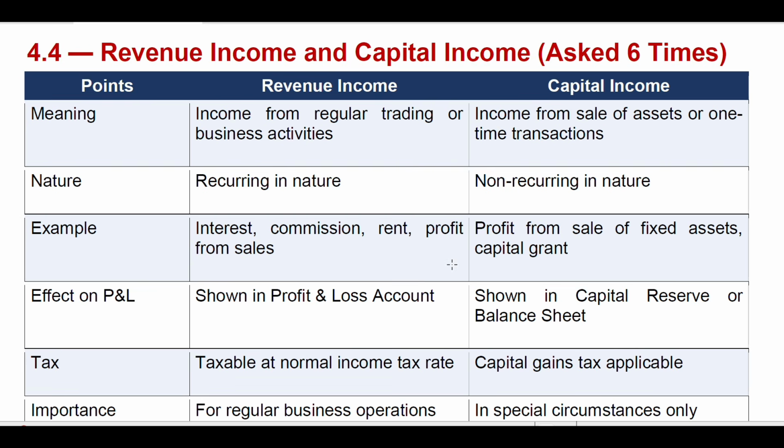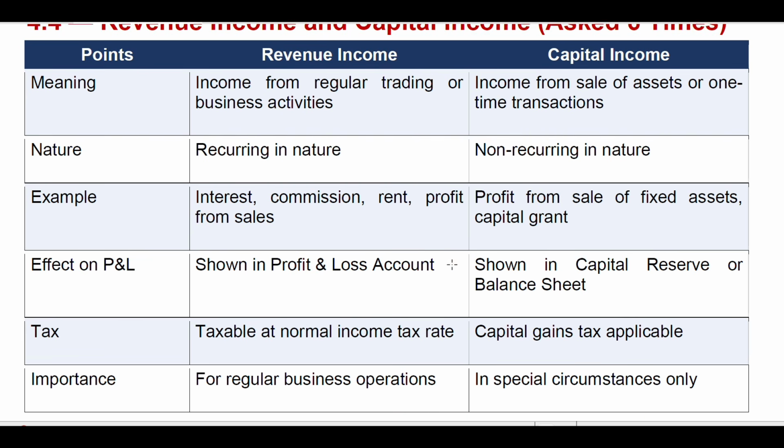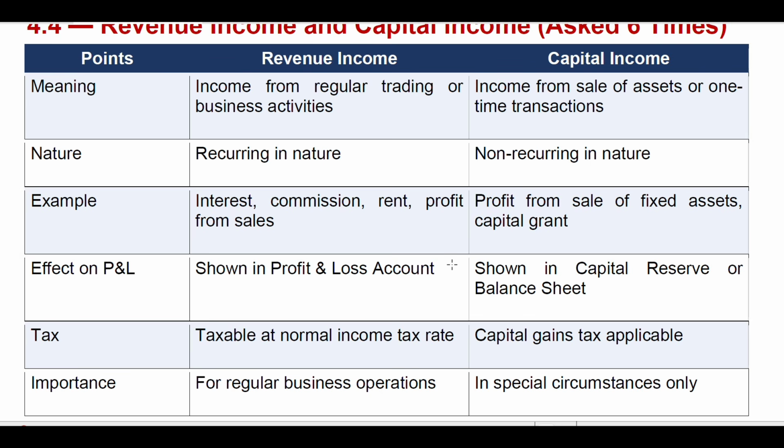Number 4, revenue income and capital income, asked 6 times. Points, revenue. So I always make a table like this, to distinguish between meanings. Revenue income: income from regular trading or business activities, recurring in nature, like interest, commission, rent, profit from sales. Shown in the profit and loss account or balance sheet side, you can say. Taxable at the normal income tax rate for regular businesses. So these are the points you can write.